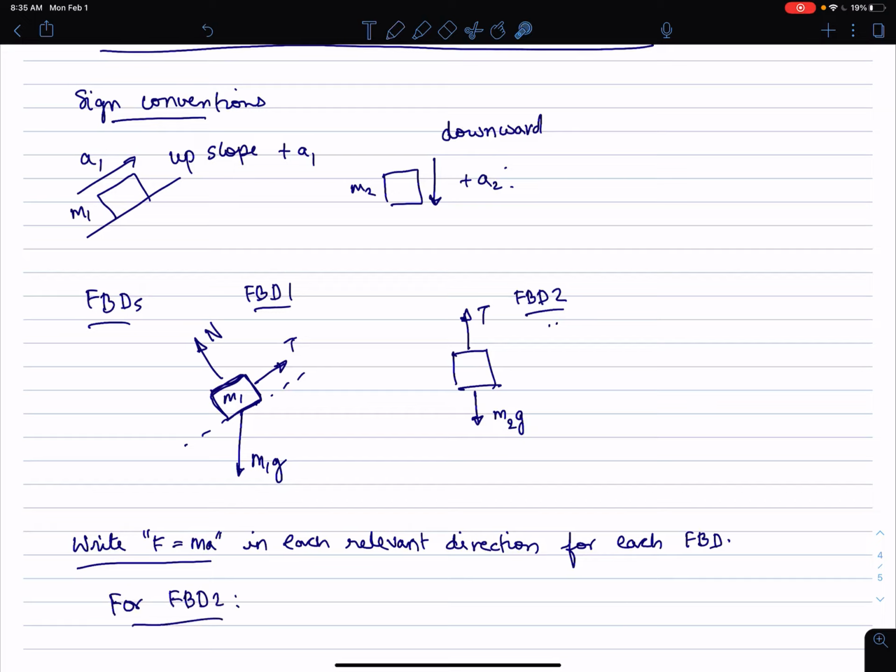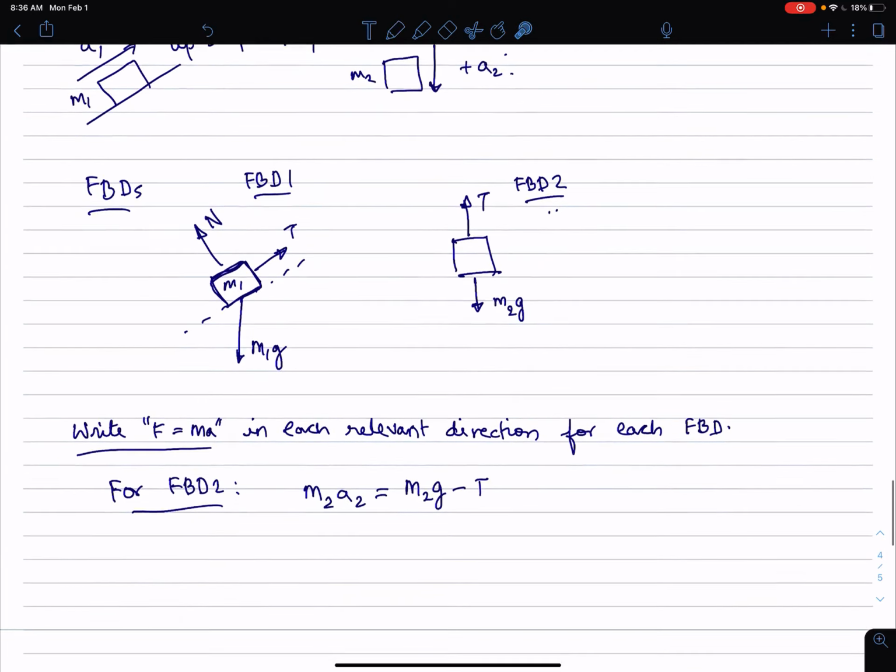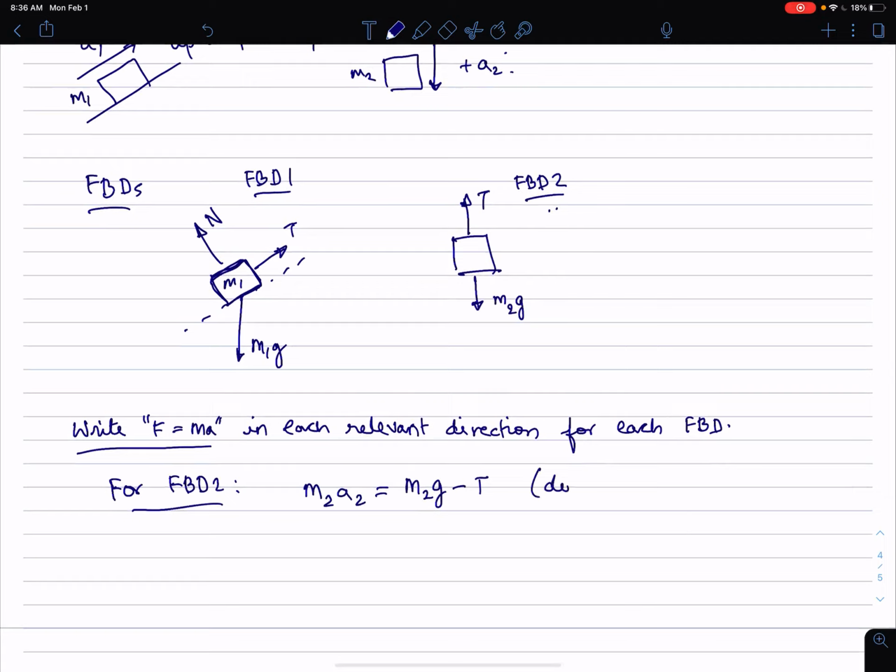So here's where the sign convention comes about very critically. The acceleration is downward positive. So let's say m2a2, mass times acceleration, equals. Because it's downward positive, you want to count the downward forces as positive and upward forces as negative, right? Because the acceleration has been defined as downward positive, this is super important in terms of how the sign convention makes its presence felt. Okay, so this is the downward positive sign convention.